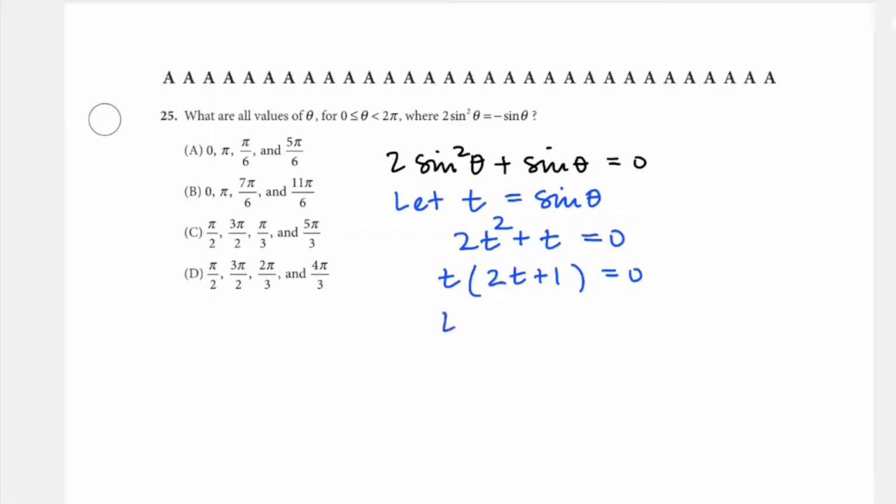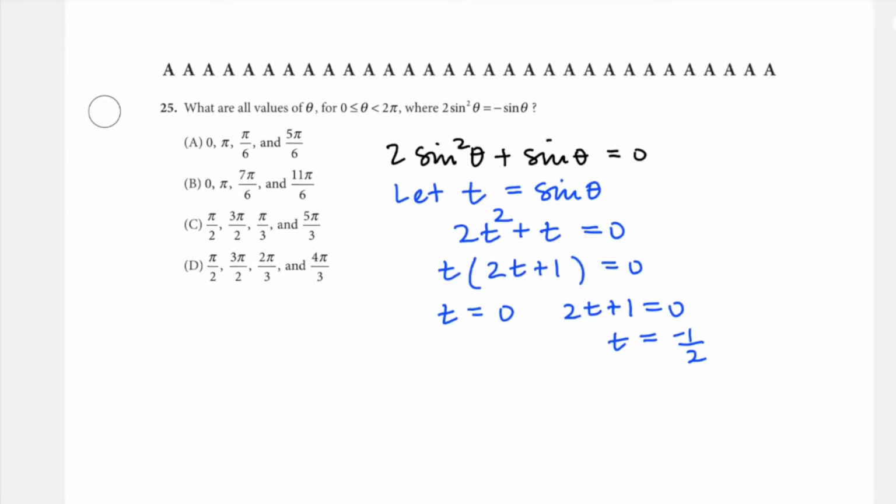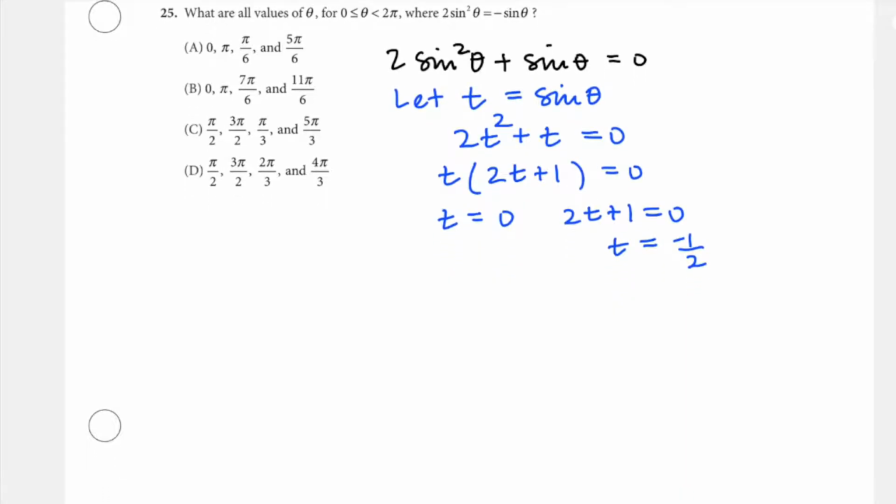Now this is very familiar. If these two things multiply to equal 0, one of them has to equal 0. And this would happen when t was negative a half. But that's not my answers. Fortunately, they didn't leave those as theta values. That's like a bad answer choice. But I'm just going to say, all right, sine theta equals 0 from that part of the solution, or sine theta equals negative 1/2 from this part of the solution.